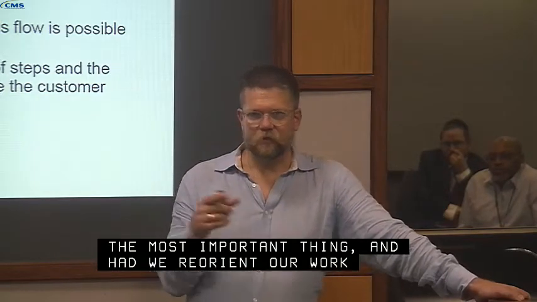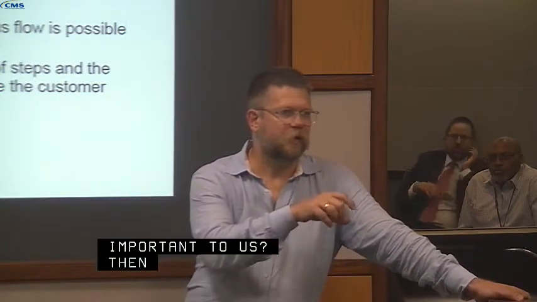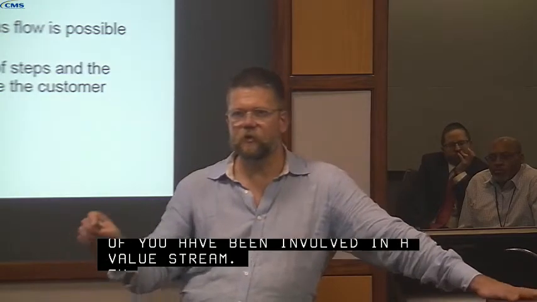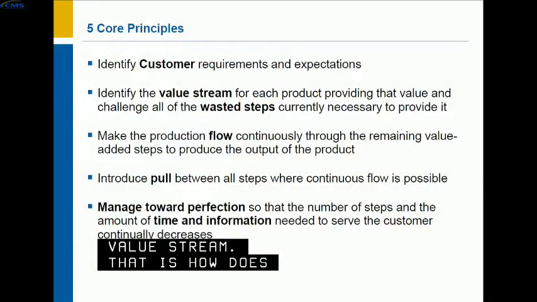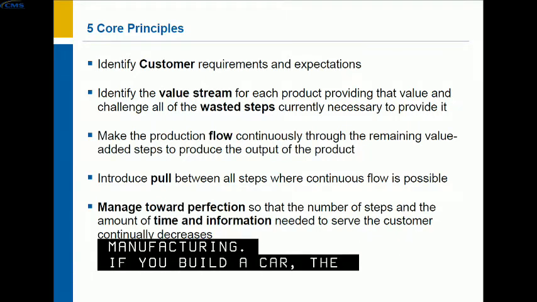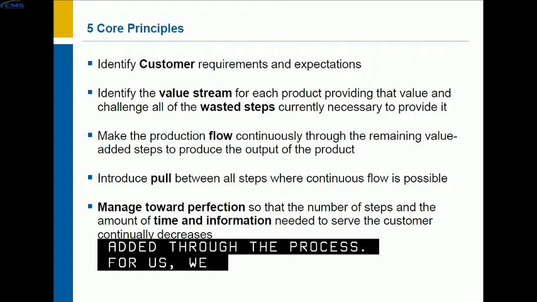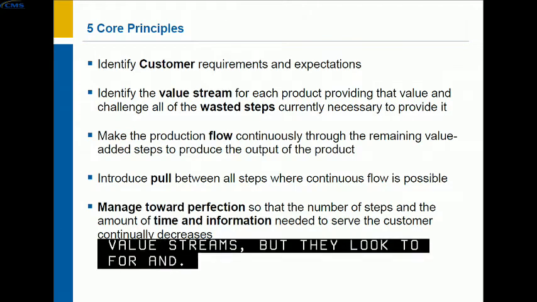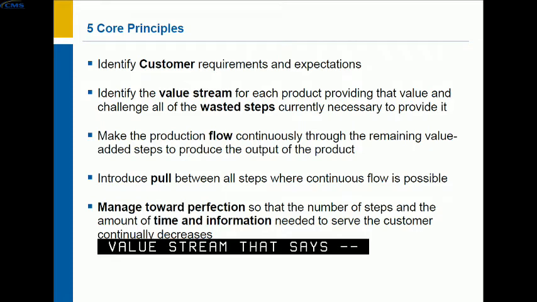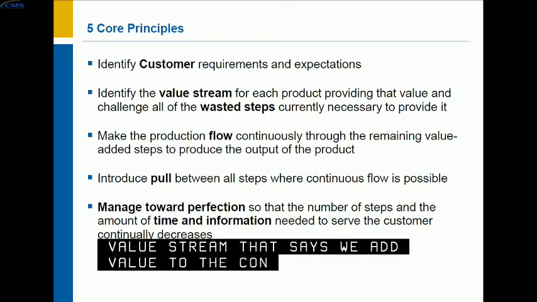Then you'll hear, and some of you have been involved in, things called value streams. A value stream is how does value move through an organization? A bit like an assembly line. It's easy to think about in manufacturing. If you're building a car, there's a value stream, almost like a literal movement through a factory. You start here, and value is added all the way through the process. For us, we have those same kinds of value streams, but they look a little different. We might have a contracting value stream, which starts with a contract initiation, and that contract moves through an assembly line of our organization, and we add value to that contract at each and every point until finally it's executed. That would be a value stream of the contract.